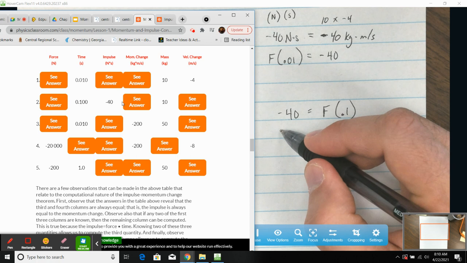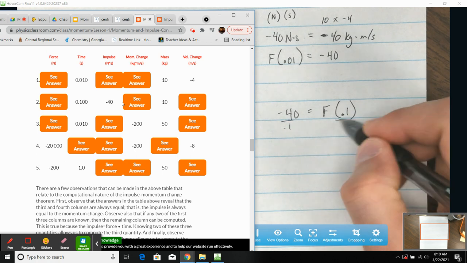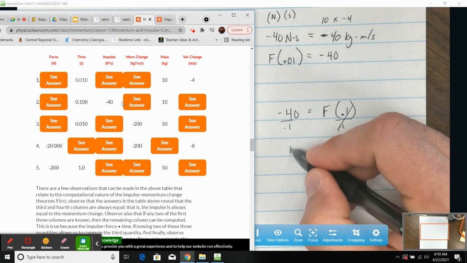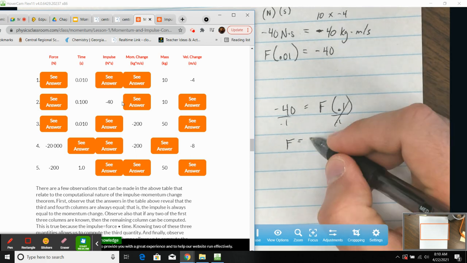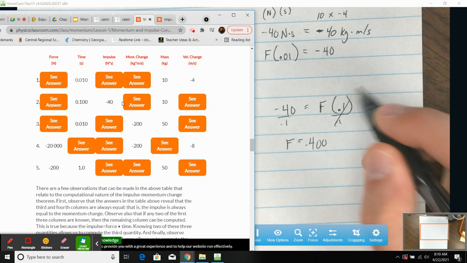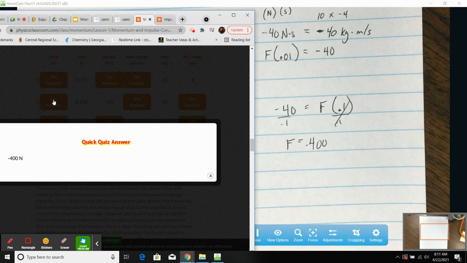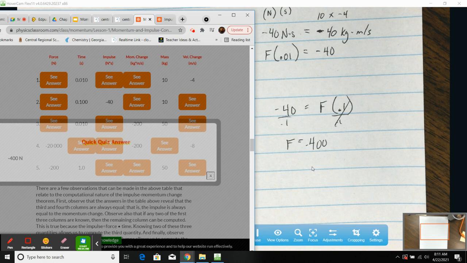Divide both sides by 0.1. And that would give me a force of what? 400? Negative 400? Let's see. Yeah, it's negative 400 newtons.